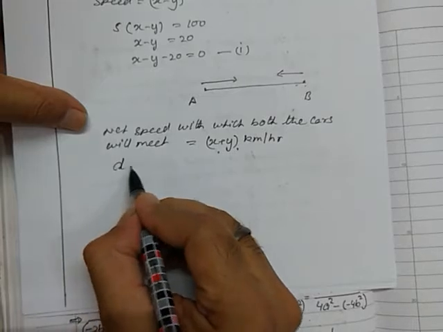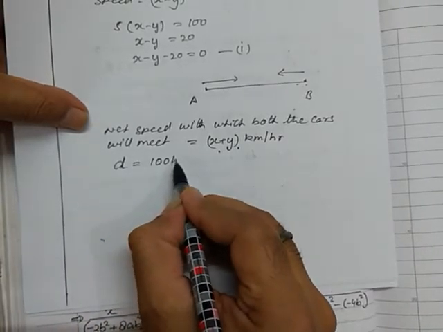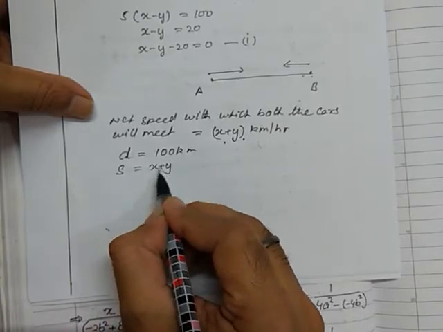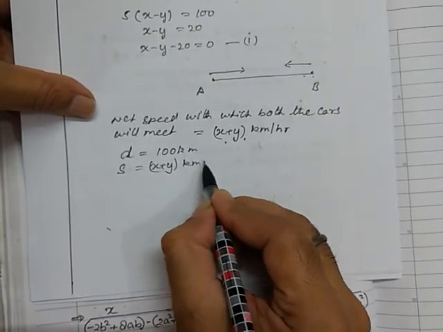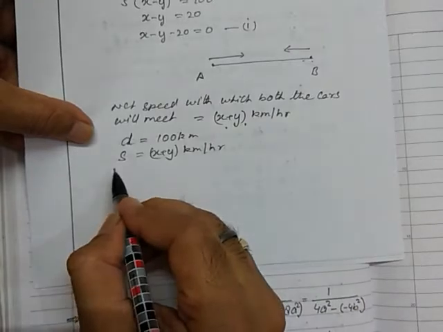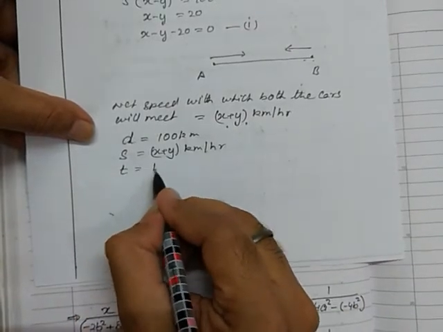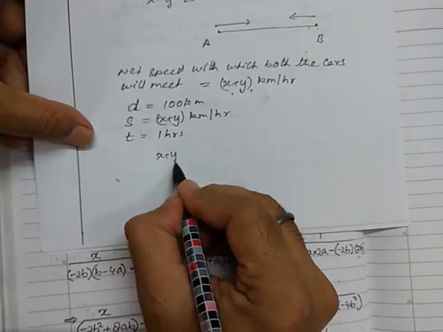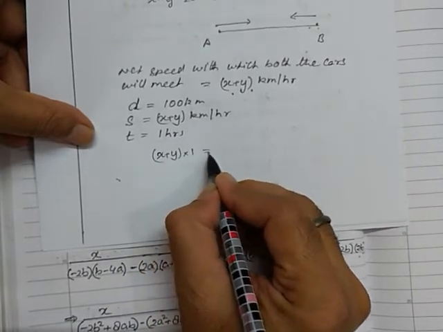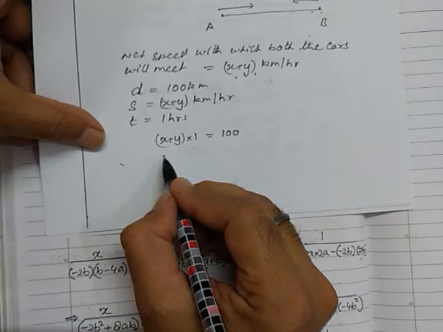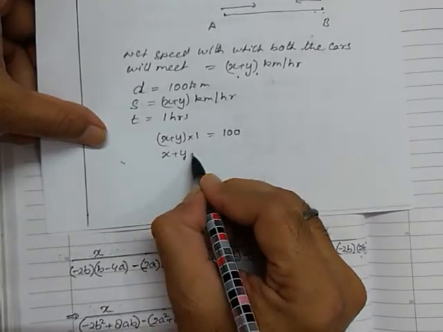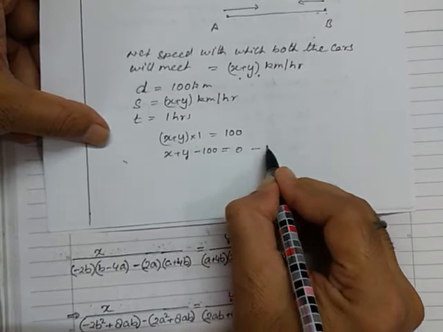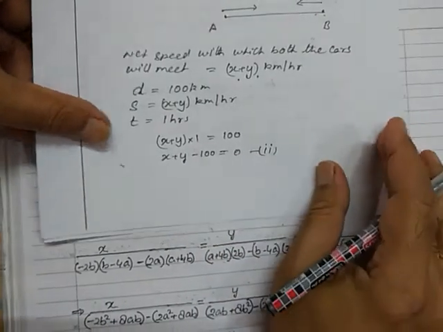So again D will be equal to 100 kilometers, and the speed will be equal to x plus y kilometers per hour, and the time taken by both the cars to meet will be equal to 1 hour. So again your equation will be what? (x plus y) into 1 will be equal to 100. So here x plus y minus 100 will be equal to 0. This will be your second equation. I hope this is clear.